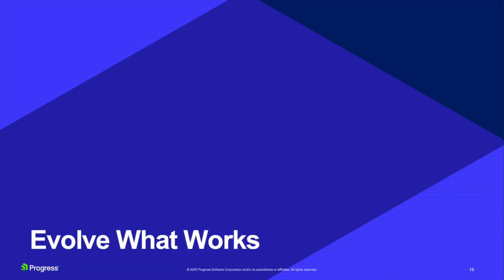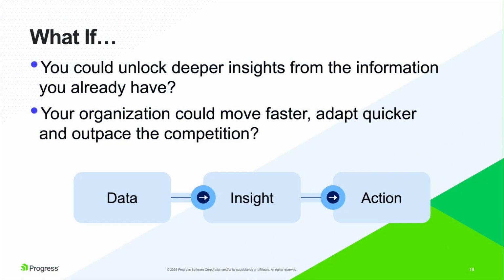This is where it starts with a simple but powerful idea: evolve what works. You've built your business on the OpenEdge platform because it's proven, reliable, and built to support complex mission-critical applications. You know that. The Progress Data Platform isn't about replacing what works. It's about building on that foundation and unlocking new value from your existing investments. With the right platform in place, you can modernize on your terms, reduce risks, and position your business for what's next. So the question is, what if you could do more with what you already have?